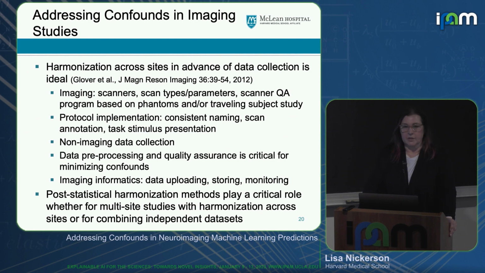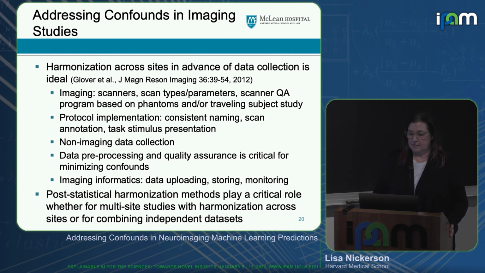So even after careful data pre-processing and harmonized data collection, you still have to go above and beyond that and do further statistical harmonization. Those methods play a critical role, whether for multi-site studies with harmonization across sites at the data collection stage, or for combining independent data sets. Harmonization methods, though, all have a trade-off between removing unwanted variation associated with scanner and batch effects while keeping relevant biological information.